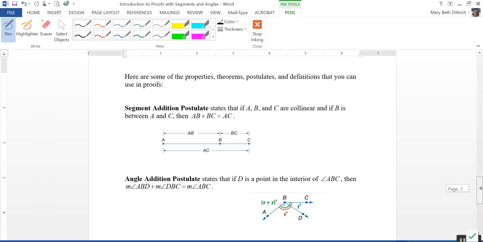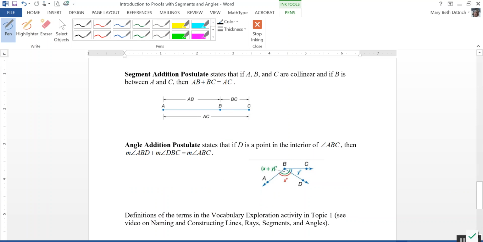Let me go over two that I used up above. And the first one was segment addition postulate. And that says that if points A, B, and C are collinear, and if B is a point that's between points A and C, then the length of AB plus the length of BC equals the length of AC. And here's a diagram here. So this length of AB plus the length of BC, and notice those points are collinear, is equal to the length of the larger segment AC.